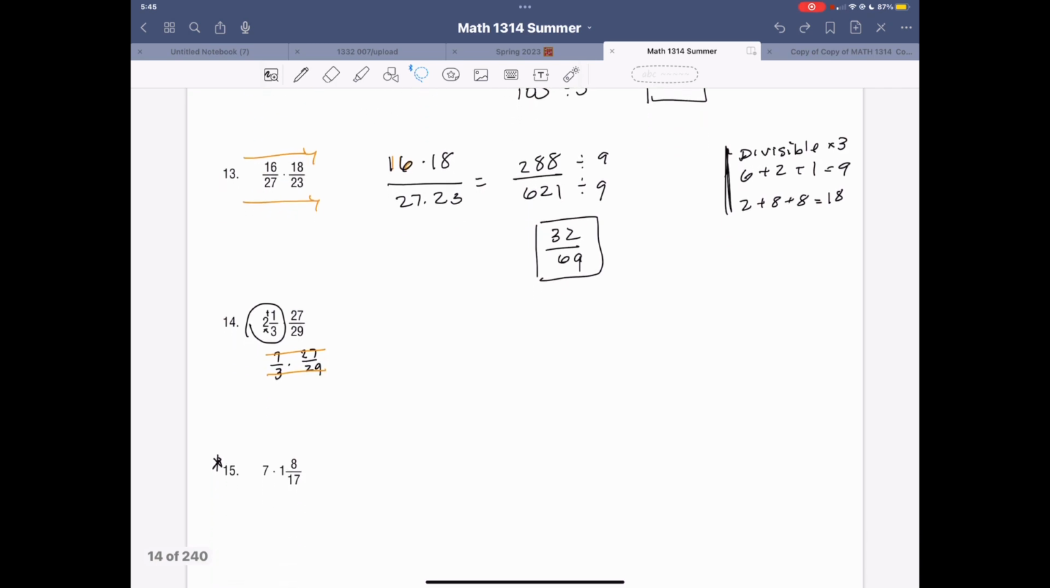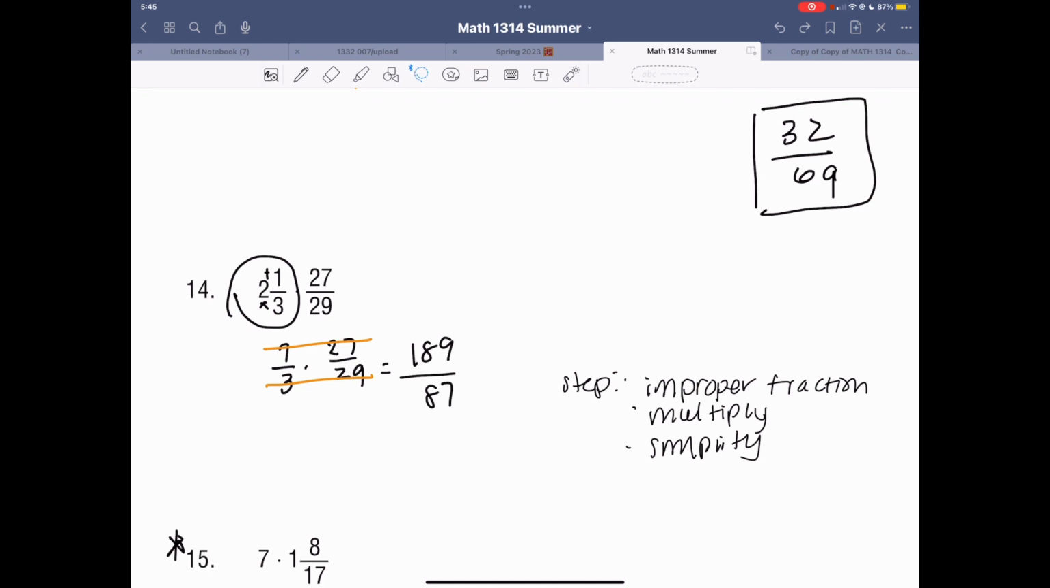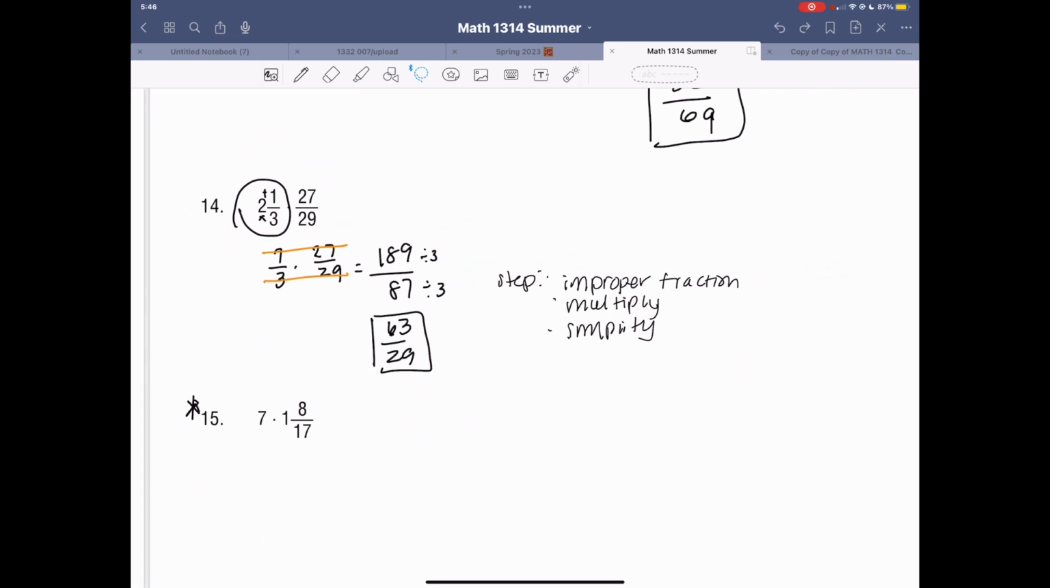So then down here for number 14, we're doing the mixed number. You got to create a mixed number from that 2 1/3. So I'm saying 2 times 3 plus 1 is 7 over 3. And then you multiply by 27 over 29. So then from here, again, you're creating an improper fraction, multiplying, and then simplify. So I get 189 over 87. That is not in lowest terms. I divide by the common factor of 3 by the top and the bottom. And my simplified solution is 63 over 29.